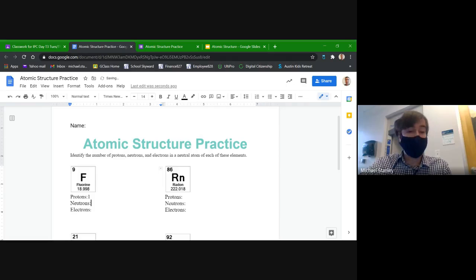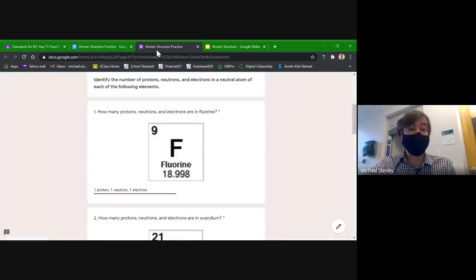So again, you don't have to do both versions. You can choose which version that you'd rather do more. Just remember that if you do the Google Form version to include all 3 different particles in each of your answers.